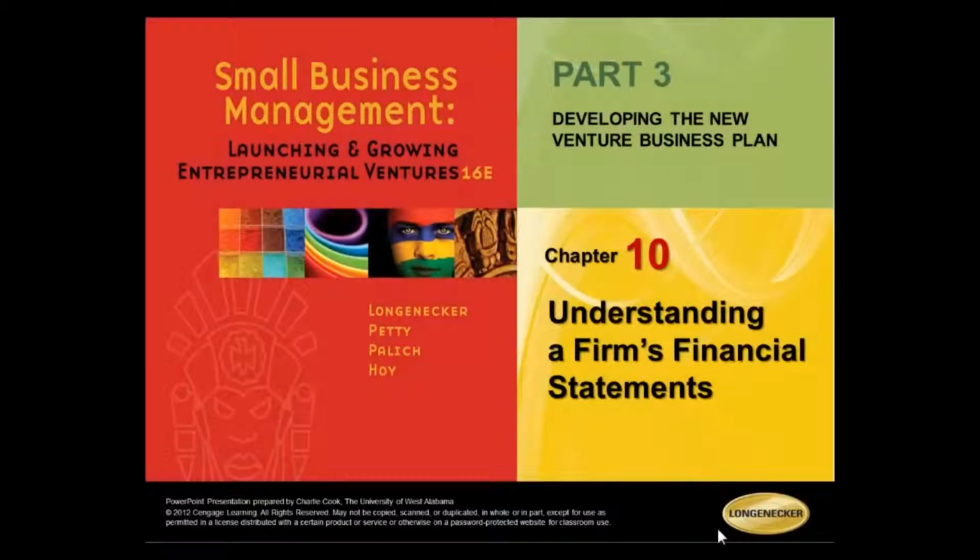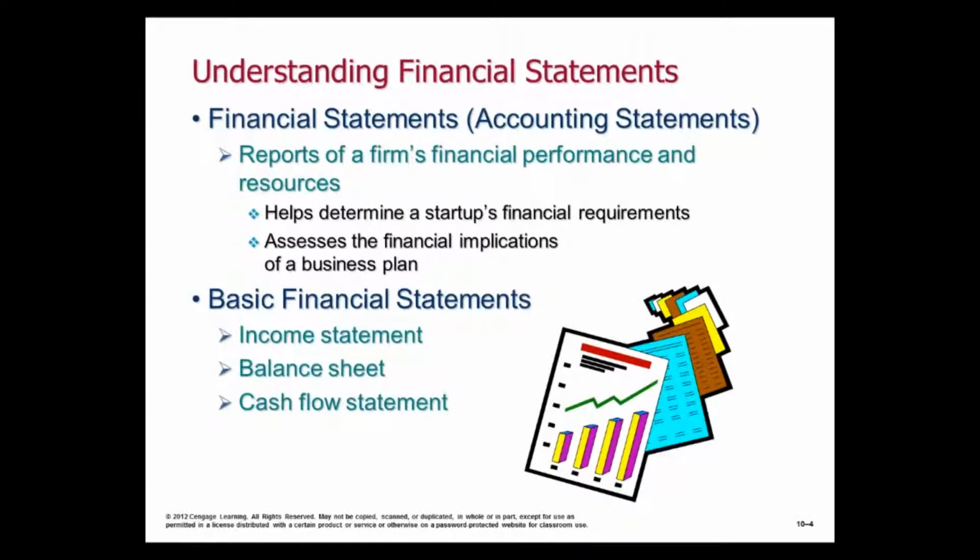Okay, kids, we're going to talk about our financial statements this week. This is chapter 10. And we'll get into the 3 primary financial statements. That'll be the income statement, the balance sheet, and the cash flow statement. Those are these 3 items located on the bottom of this chart right here.